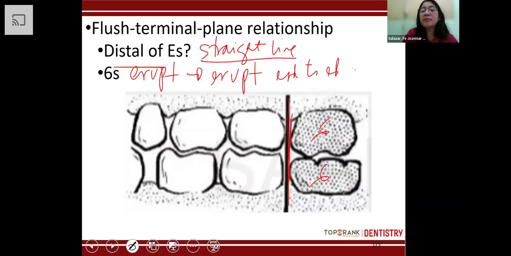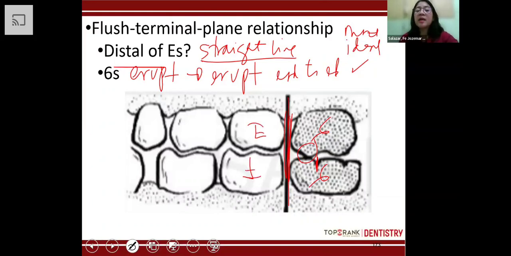Is end-to-end eruption of the sixes normal? Is that classified as class 1? No. Is an end-to-end relationship of the sixes normal? No. But this is the most ideal occlusion for the primary. Your sixes do not erupt class 1, because for class 1, the cusp should be seated in the groove. They are end to end, and the mesial surfaces are in a straight line.